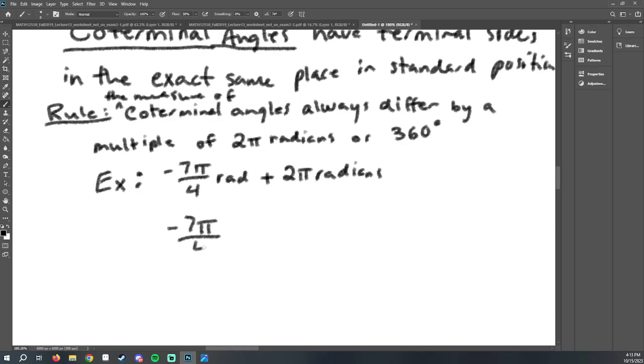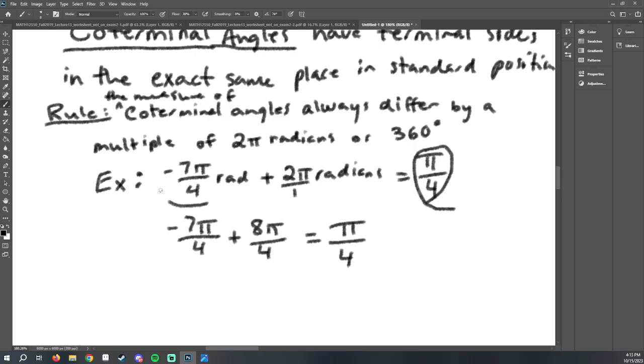Negative 7 pi over 4 plus, now this 2 pi as a number over 4 would be 8 pi over 4, right? Because that simplifies down to 2 pi. I just multiplied the top and bottom by 4, thinking of it as a fraction over 1. This is exactly equal to pi over 4, which is exactly the other angle, right? This is the answer to problem A, and this was the answer to problem D.